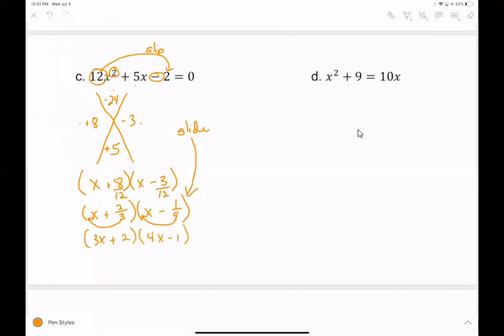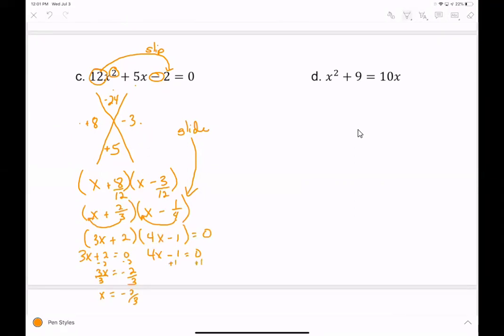Now the previous sections, again, this would be as far as we would go. But remember, we are equaling it to 0, so we have to solve it. So I am going to set each factor equal to 0, and I'm going to solve the resulting equation. So we're rearranging and dividing. So x equals negative 2/3 is one of our solutions.